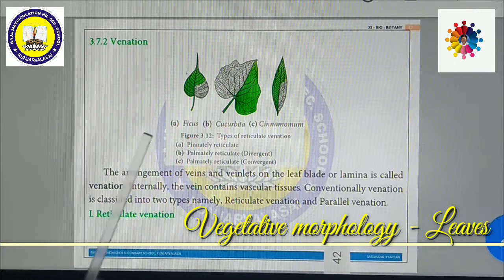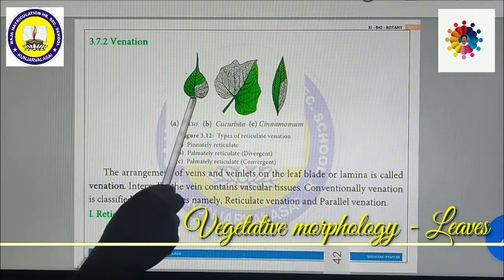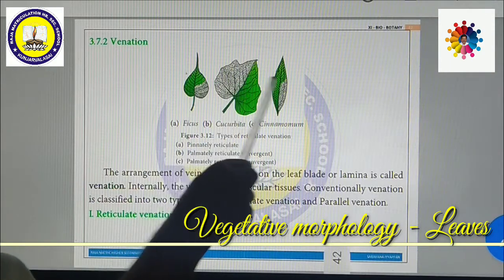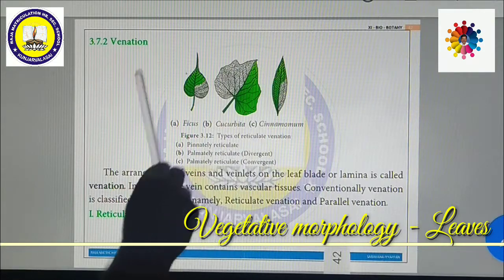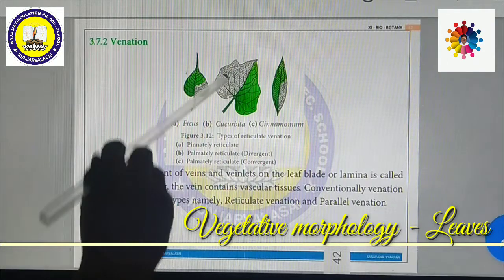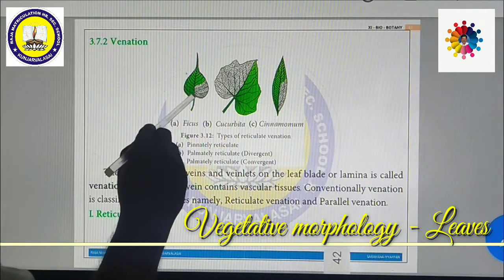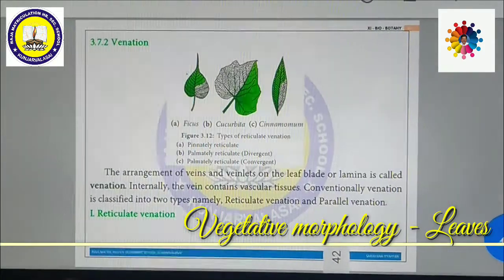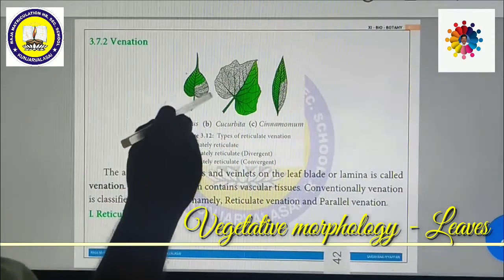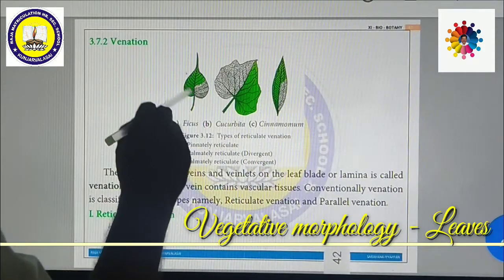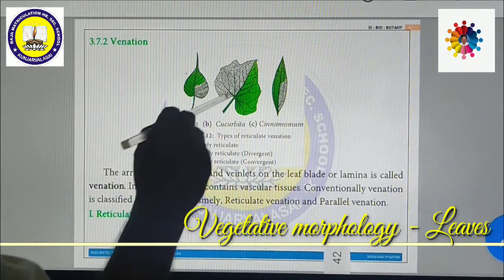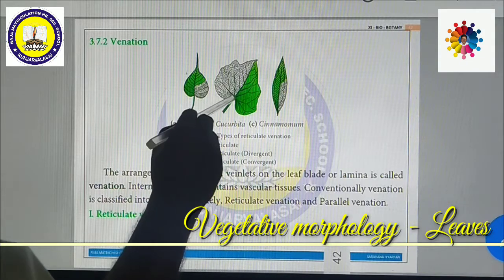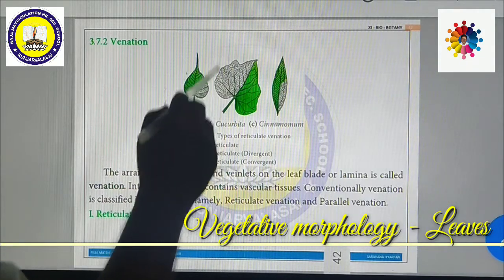What is pinnately reticulate venation? See here, look at this picture. This is pinnately reticulate venation. This is palmately reticulate venation. These two are palmately reticulate venation. What are the differences? If you see the first one, the first leaf has a single midrib. Only one midrib is present at the center. You might have seen this in the ficus. The second one is called Cucurbita. Almost all Cucurbitaceae family plants have leaves like this.